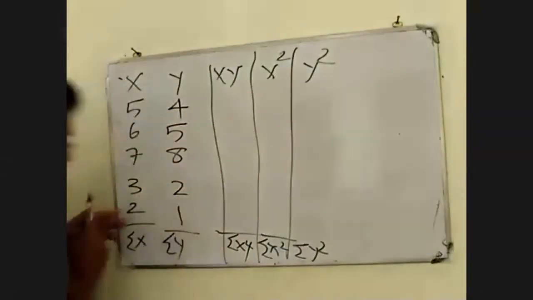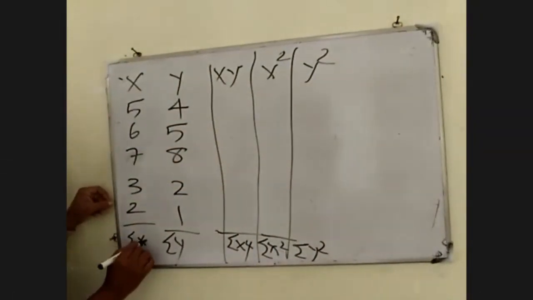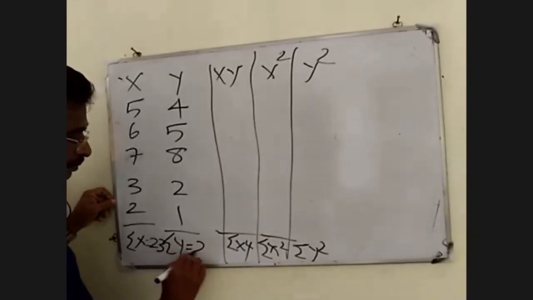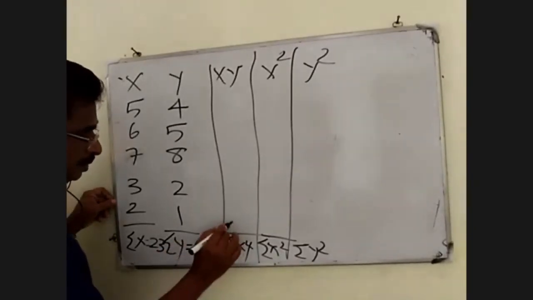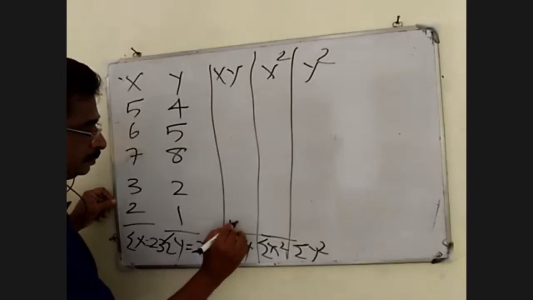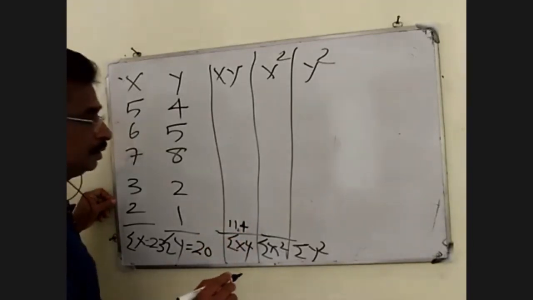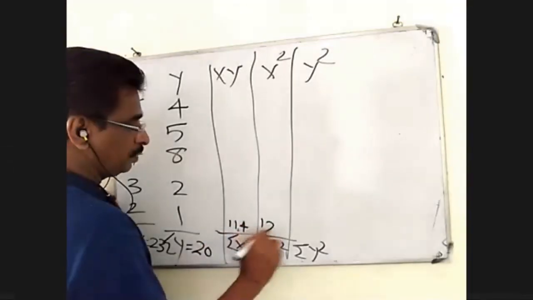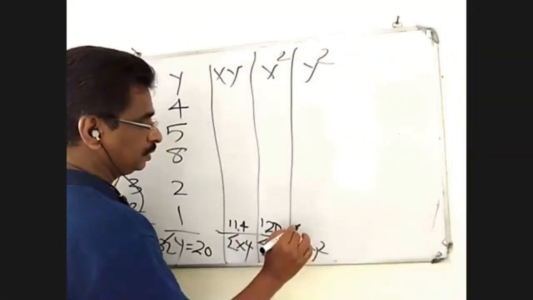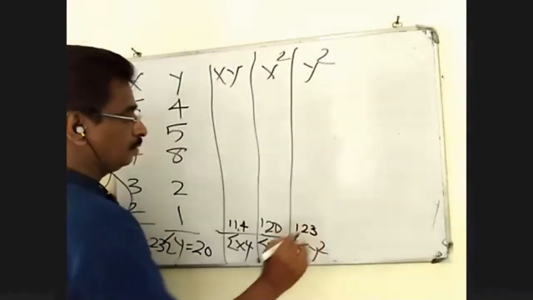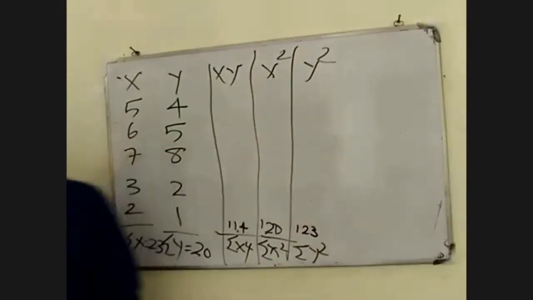What is sigma x? 23. What is sigma y? 20. Sigma xy? 114. Sigma x squared? 123. And sigma y squared? 110. Okay, we got all this.